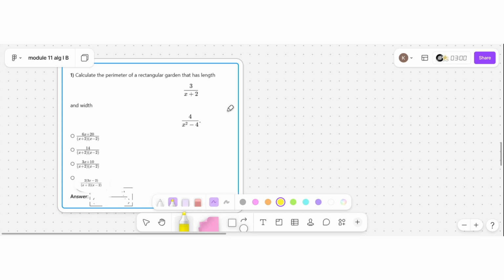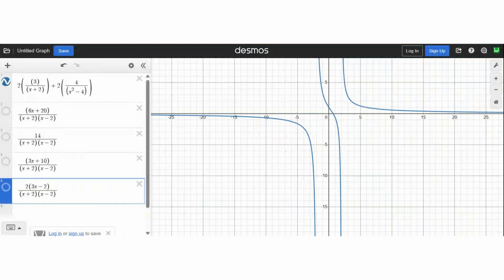All right, this one says calculate the perimeter of the rectangle garden that has a length of 3x divided by x plus 2 and the width of 4x squared minus 4. So let's do that one. And what's different about this one is we have to know the formula. So let me get that formula here for you. So the formula to be able to solve this is we have to put a 2 in front of it, as you see that I did here.